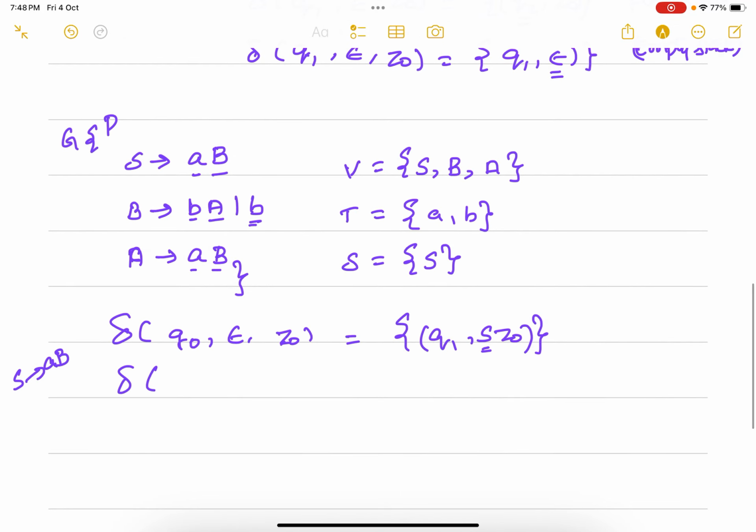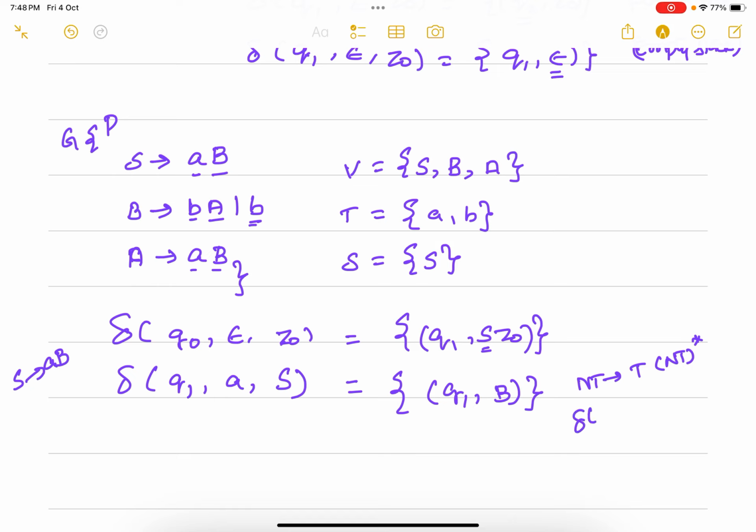We have to include Q1 comma terminal, you have to include A comma, the right hand side of the production, that is S is equal to Q1 comma B. So if you have a production non-terminal going to terminal followed by non-terminal, then you have to include Q1 comma terminal comma non-terminal is equal to Q1 comma non-terminal star, whatever it may be. So we have included it like this.